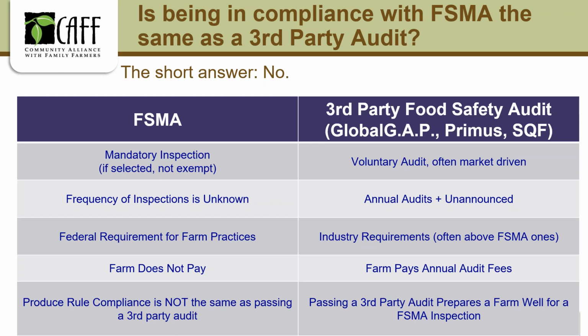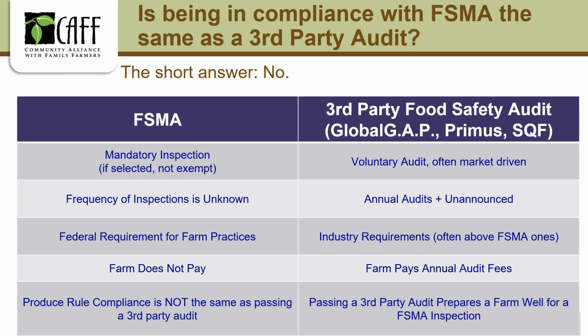Under FSMA, the law, this is a federal law that has requirements for farm practices, the content of FSMA, whereas the content of a third-party food safety audit is industry requirements, and those are often above what FSMA requires. For FSMA, the on-farm visit, the farm will not be paying for that. However, that's different from the third-party food safety audit. For the on-farm visit, when the auditor comes out annually or multiple times a year, the farm is going to be paying the company that auditor works with for that auditor's time in that visit.